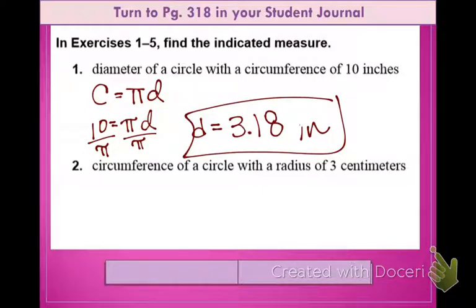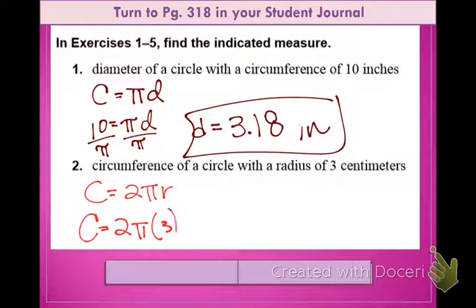Questions about number 1? All right, number 2, circumference of a circle with a radius of 3 centimeters. Which formula are we going to use here? 2 pi r. Yep, 2 pi r. And where am I going to plug in 3? For r. So 2 times pi times 3. Plug that in your calculator, hit S to D. What is it? 18.85 centimeters.